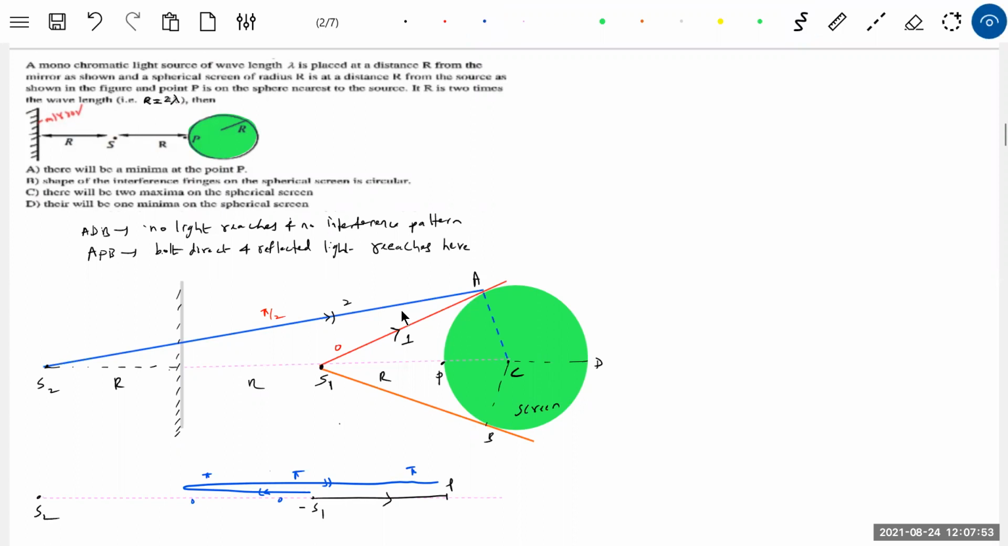Now R equal to 2 lambda is given. So what do you expect at point P? Should it be a minimum or a maximum? We'll calculate the path difference of the rays arriving at point P. The second ray, how much distance will it cover? R plus R plus R. Is that okay?